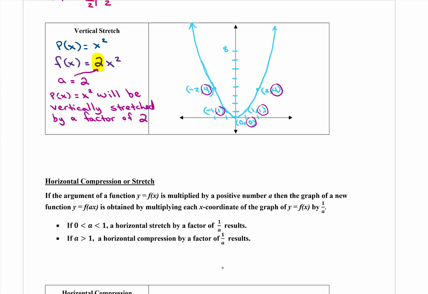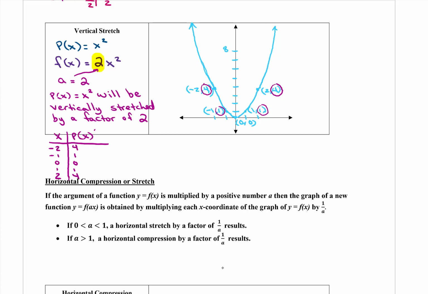All right, so here I'm going to take each one of the y values in my parent function and multiply them by a factor of 2. Let's go ahead and do that. I'm just going to leave that 0, 0 alone because it's already going to stay at the origin, because 0 times 2 is still 0, 0. The other ones are going to change.